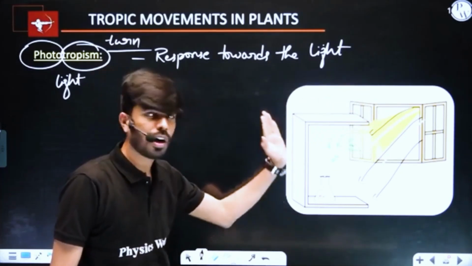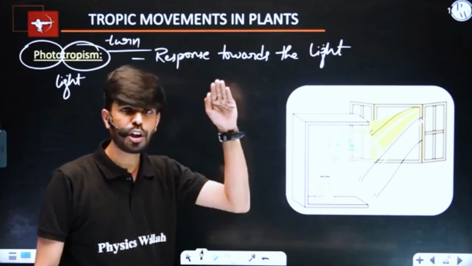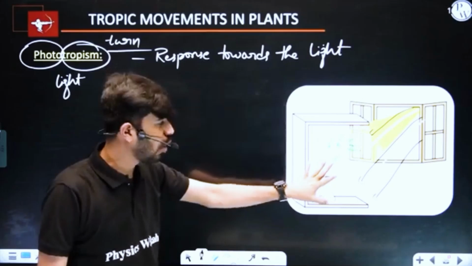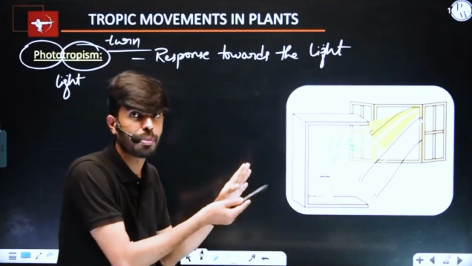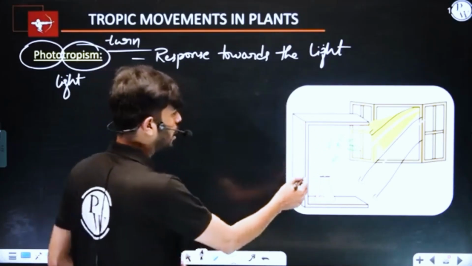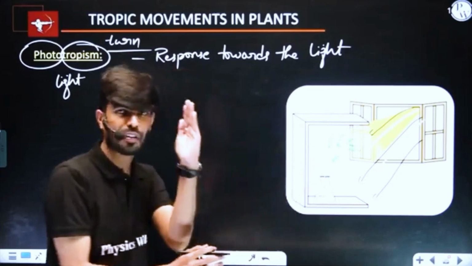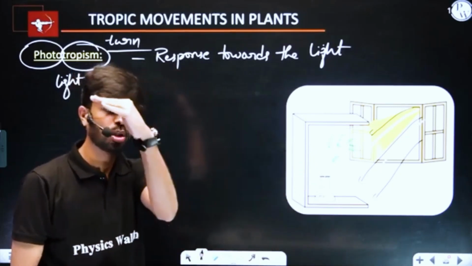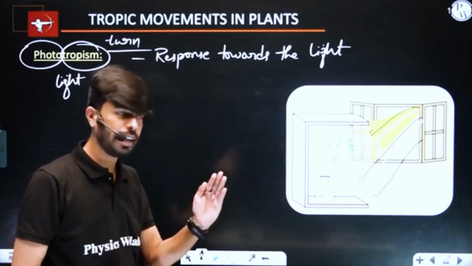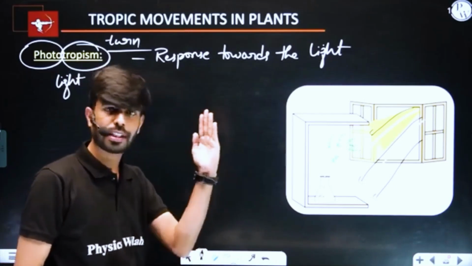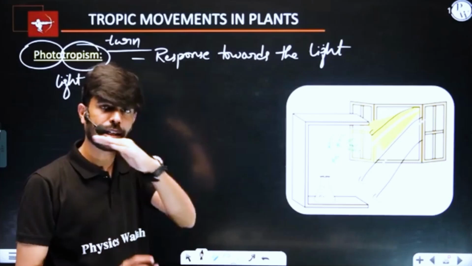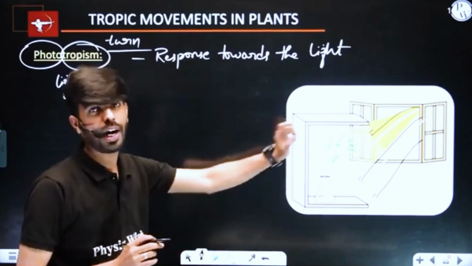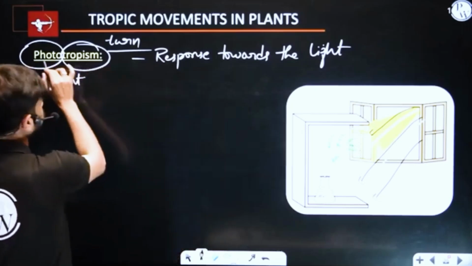So the stem is bending towards the light which is coming through the window. That is called phototropism. Here phototropism is happening. This particular bending of the stem towards the light is called growth dependent movement. We keep calling it directional growth. Towards the light, it is showing the response, and along with that, growth is also happening. So you can say phototropism.